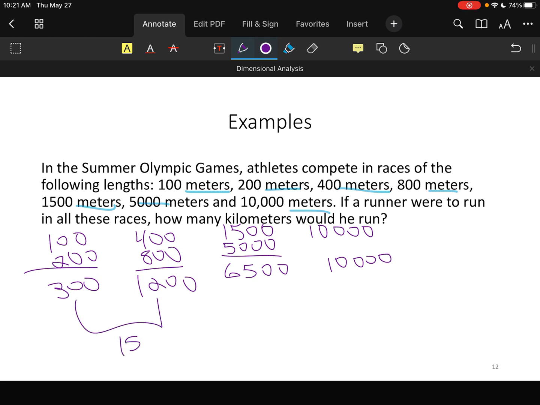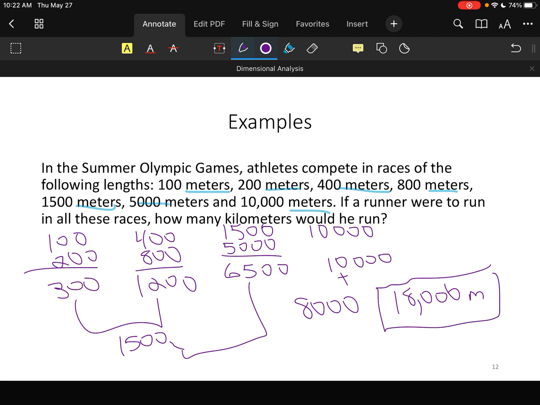Put these two together. The 300 and 1,200 make 1,500. Put those together: 1,500 plus 6,500, that's 8,000, plus 10,000, that's 18,000 meters. But we don't want meters. We want kilometers. All right, so no problem.